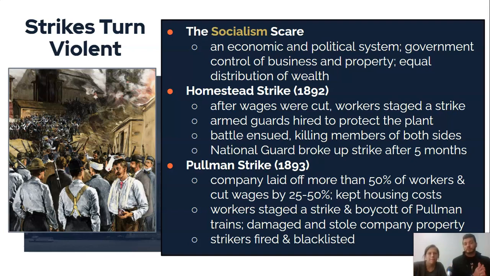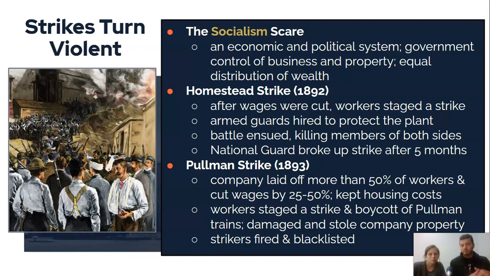So anyway, owners are going to start locking out workers. They're going to start hiring scabs to try to work instead of the workers. And then the workers are going to get angry. The strikes are going to turn violent, and it's really going to lead to a lot of really unfortunate situations. So the Homestead strike and the Pullman strike.